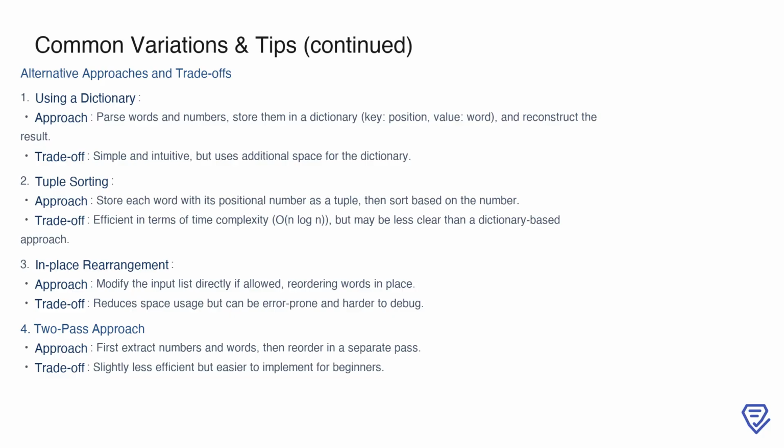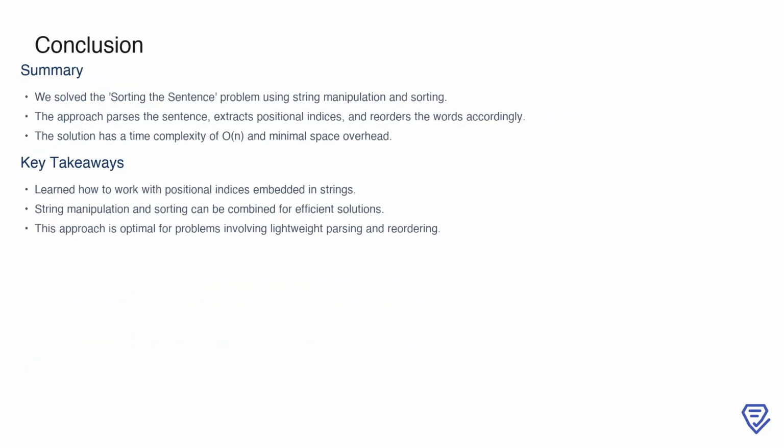An in-place rearrangement method is another alternative, where you directly modify the input list. This reduces space usage but can be error-prone and harder to debug. Lastly, there's the two-pass approach, which involves extracting the numbers and words in one pass and then reordering them in a second pass. While this is slightly less efficient, it's easier for beginners to implement. Each approach has its strengths and weaknesses, so choose the one that best fits the problem constraints and your familiarity with the technique.